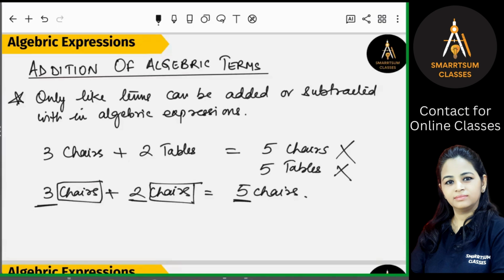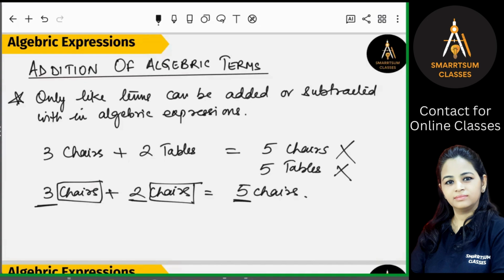Exactly in the same way, when terms are like, first we identify whether they are like or not. Yes, if they are like, we will simply add or subtract their numerical values. Is it clear? It is as simple as that.